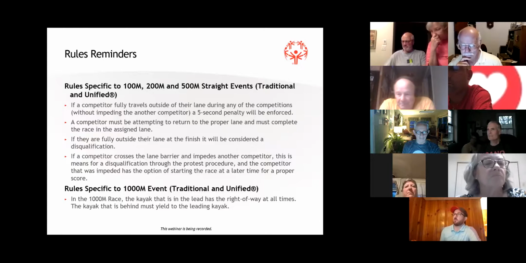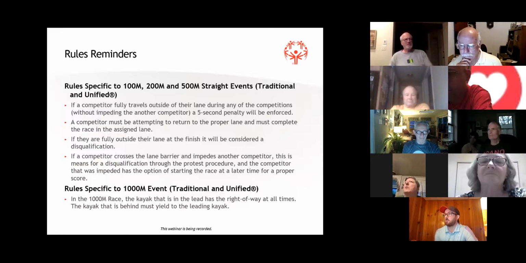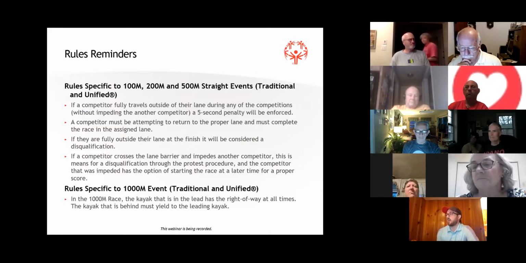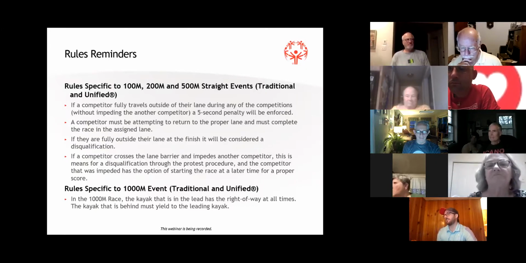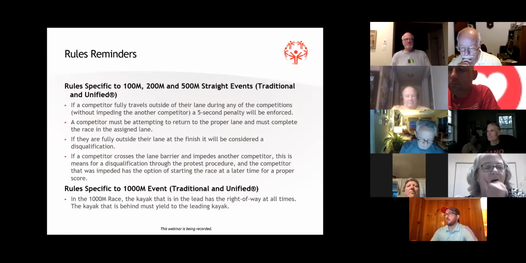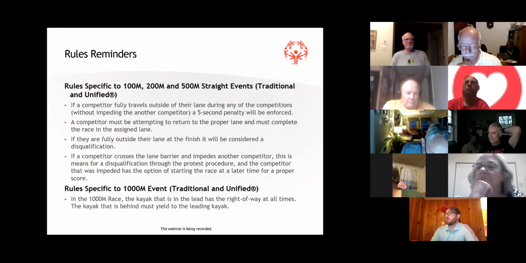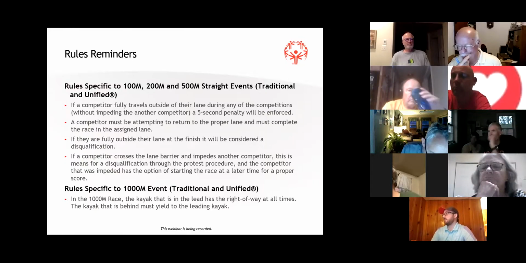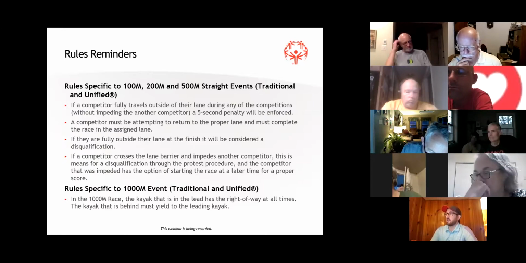Some of the rules: if an athlete travels outside of their lane, a 5-second penalty will be enforced. We highly enforce that at championships. We tend to not enforce that so much at time trials because you're kind of hurting your own time anyway. We will occasionally rerun races at time trials if there is an infraction like that to get a better time. If the athlete is fully outside of their lane, it's a DQ. That's probably what we see the most DQs for, athletes going outside of their lanes.